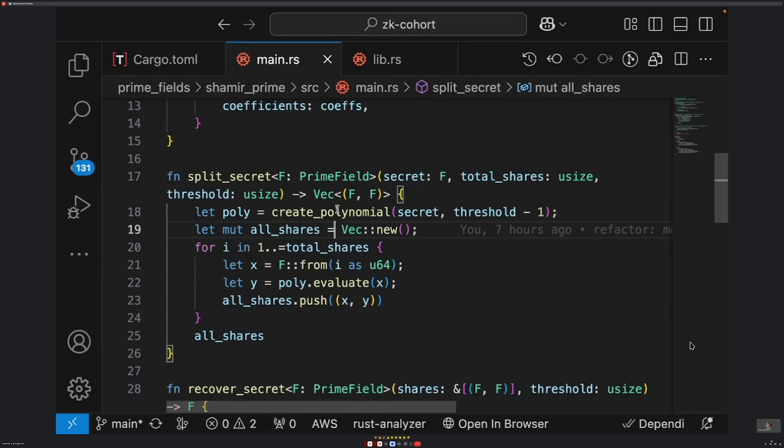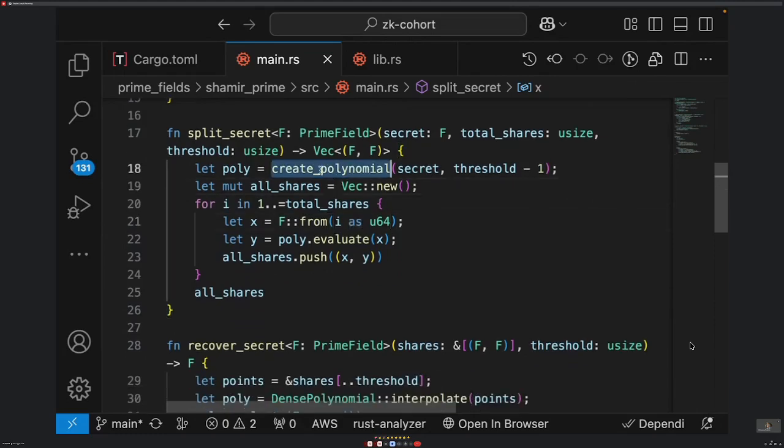So now the next one, first of all, I'm going to create the polynomial. Remember, I have a function now called create polynomial.